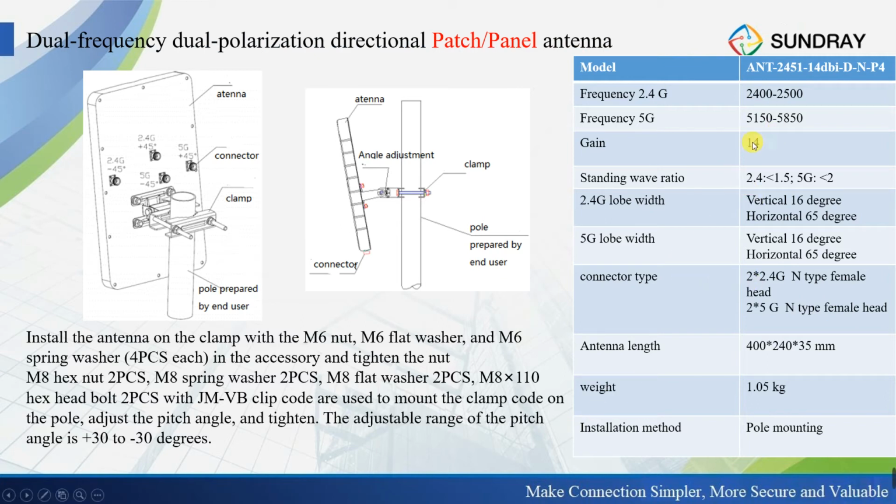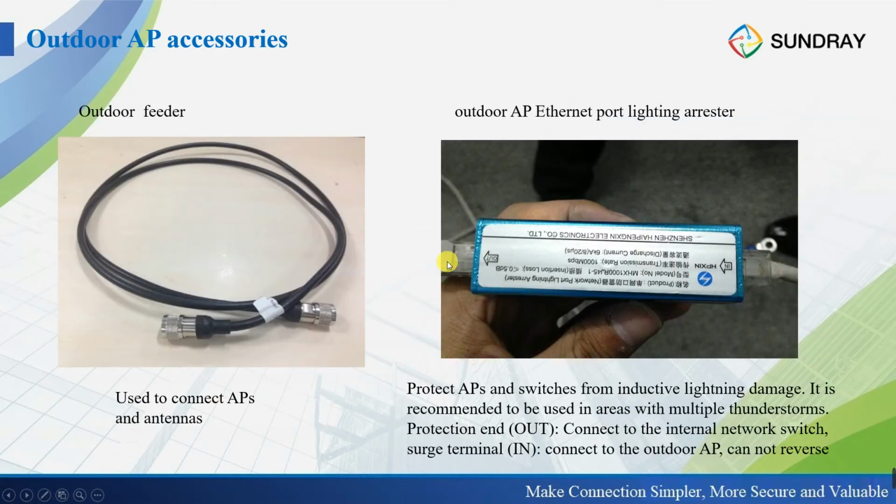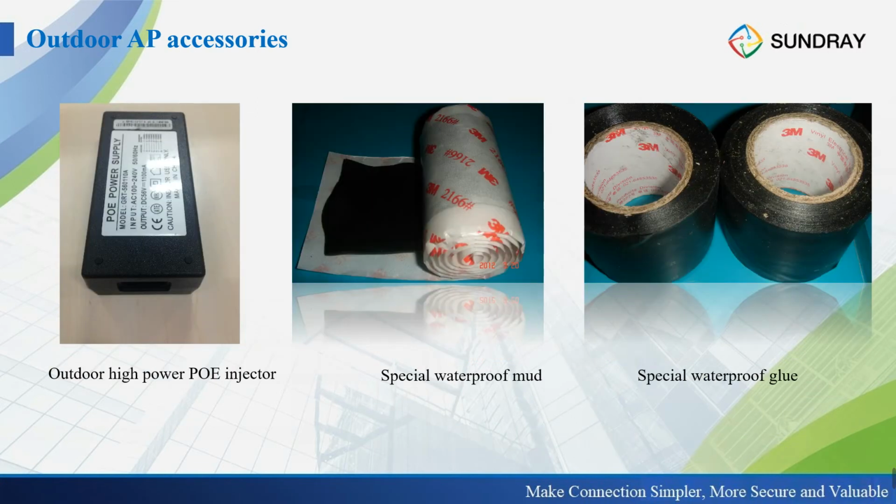This is the gain 40 dB, and the vertical is 60 degrees and horizontal is 65 degrees. These are the feeders. This is the lightning arrestor. The lightning arrestor is a recommended accessory for outdoor AP installation. And there are PoE injectors, and waterproof mods and glue or tapes to do the waterproofing after we install the AP.